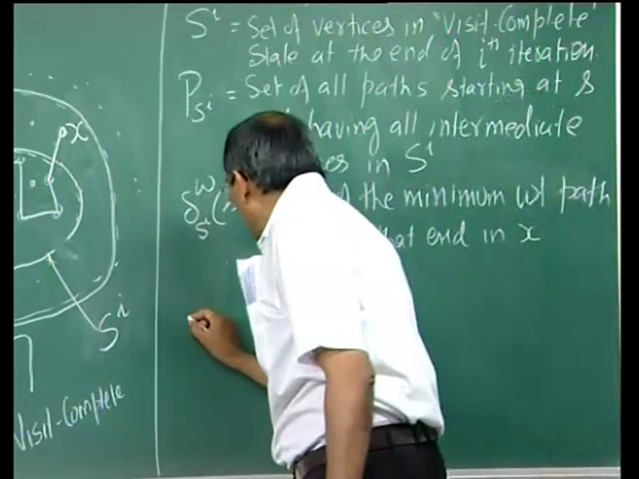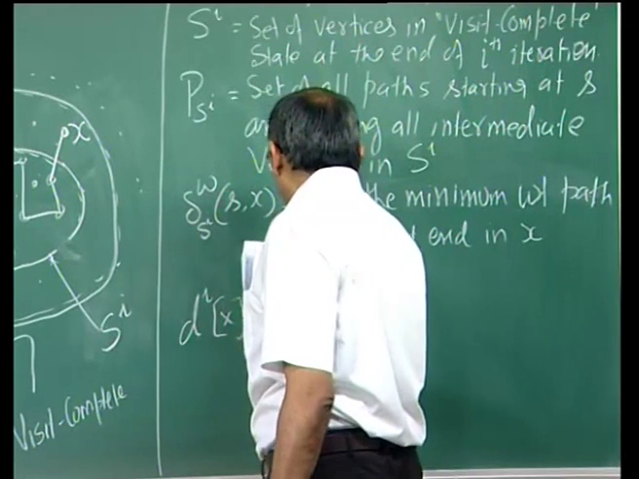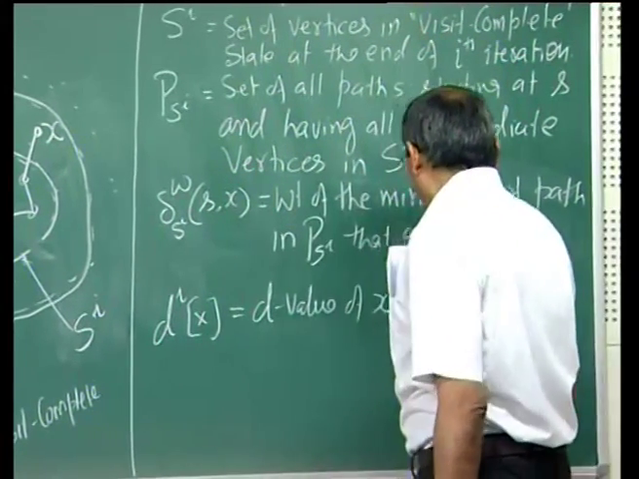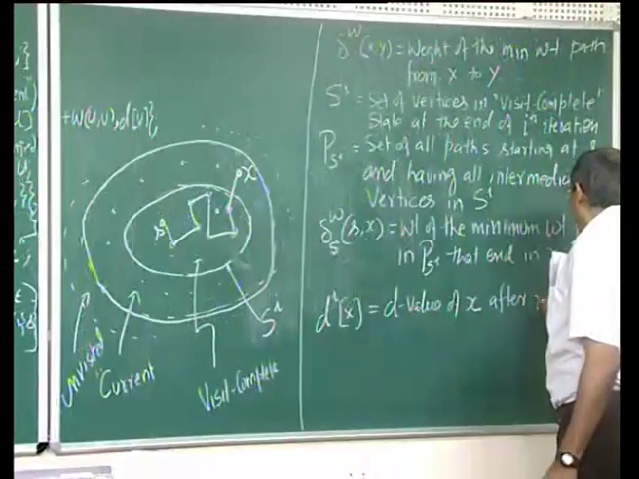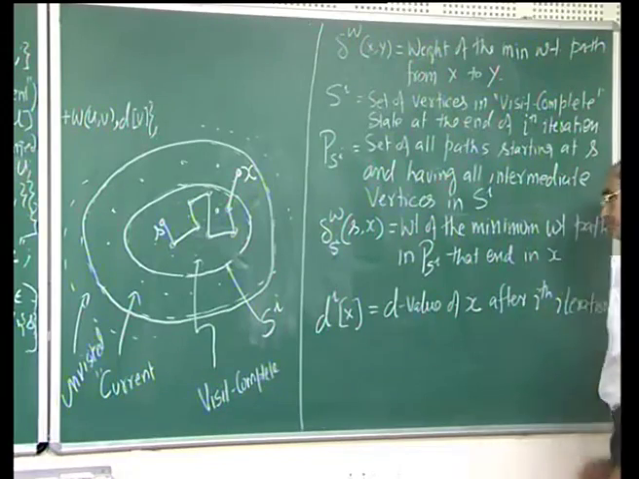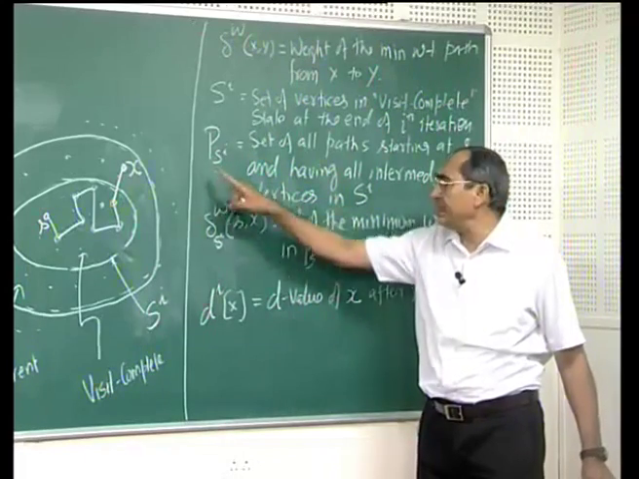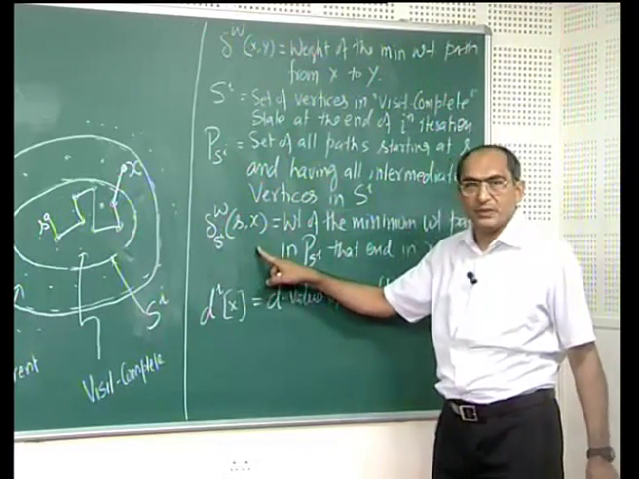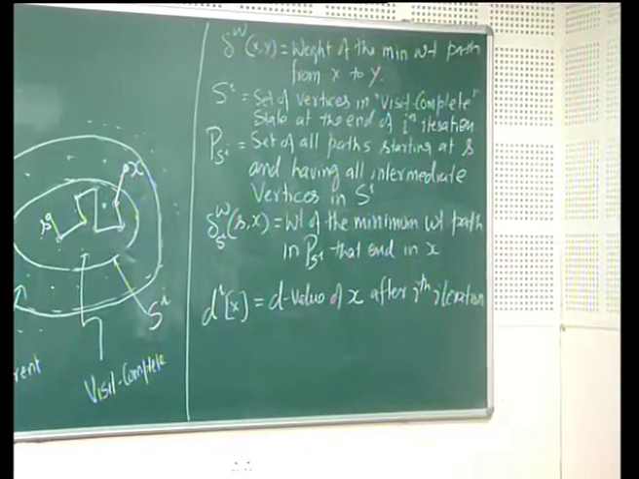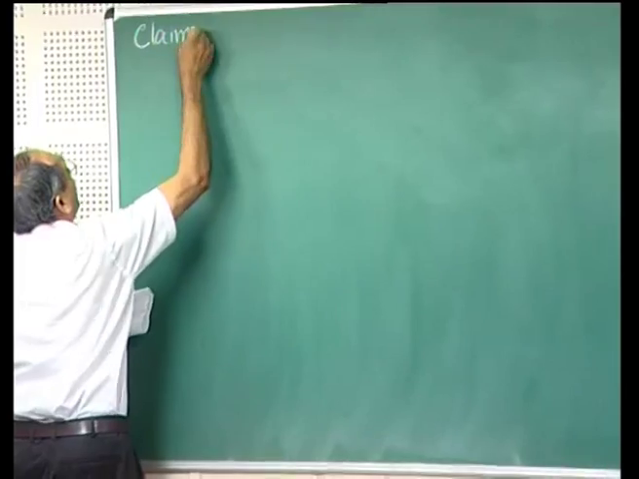And one more thing I am going to denote is d_i(x), the d value of x after the ith iteration. There is one more point, that in case there is no path in PSI which ends in x, then this value will be infinity. Now, let us make a few claims. Claim 1.